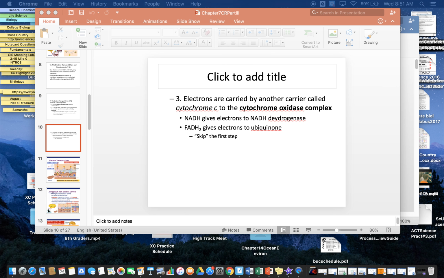Then it gets dropped off at the BC1 complex, where it gets picked up by cytochrome C. Then with cytochrome C, it goes to the cytochrome oxidase complex. More protons get pumped across. We'll talk about this, but water is formed. This is a byproduct of cellular respiration, H2O, because it's a combustion reaction. Oxygen is the final electron acceptor, which is why oxygen is needed for this to happen. So 2 protons and an oxygen create your water.